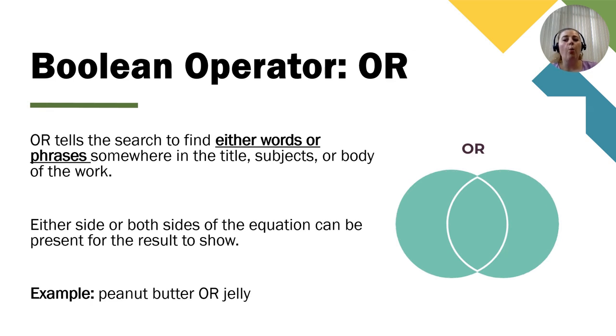We also have our or. Or tells the search to find either of the words or phrases somewhere within your title, subjects, or body of the work. Either side or both sides of the equation can be present to show those results. For this, we have our peanut butter or jelly. It could have peanut butter, it could have just jelly, or it could have both peanut butter and jelly. So with our Venn diagram, we can see it is pulling everything that has those terms.